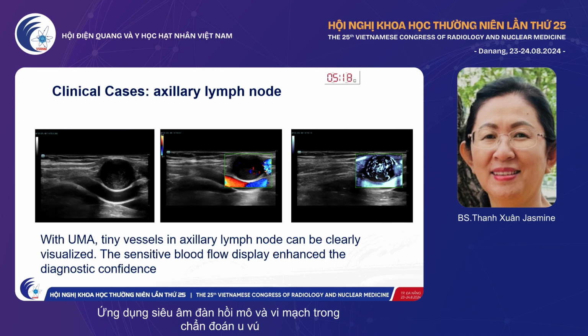Now, I would like to show you a clinical case of axillary lymph node metastasis from breast cancer. With color Doppler ultrasound, we can see the vascularity visualized mainly in the center of the tumor, whereas that tumor under UMA can show a mass of vessels. This remarkable characteristic of UMA can bring about many benefits in monitoring neoadjuvant chemotherapy response.